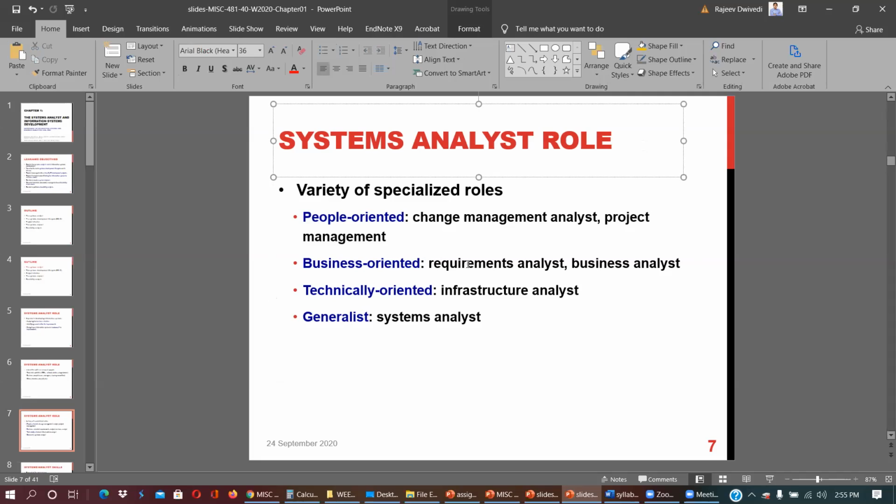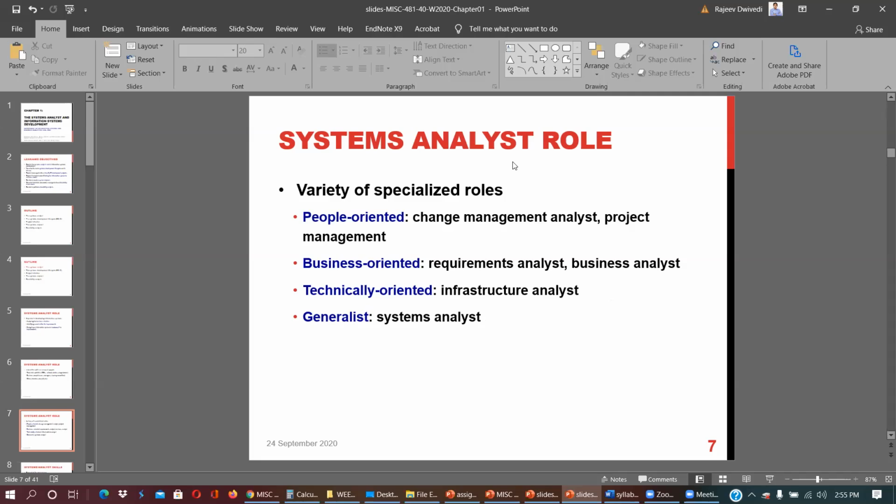Business oriented: requirement analyst, business analyst. Basically, as per the business, the requirements of the business have to be fully understood by the system analyst. Technical understanding: he has to have technical skills and a technical background, and so infrastructure analyst, generalist, system analyst.